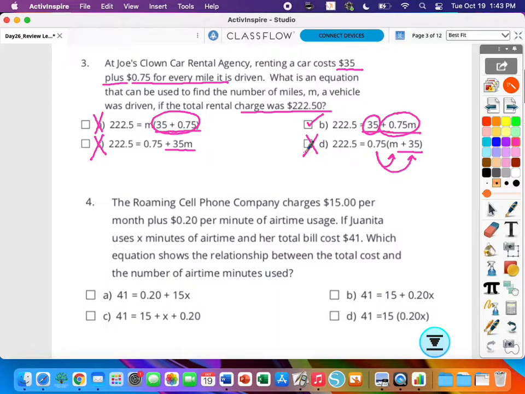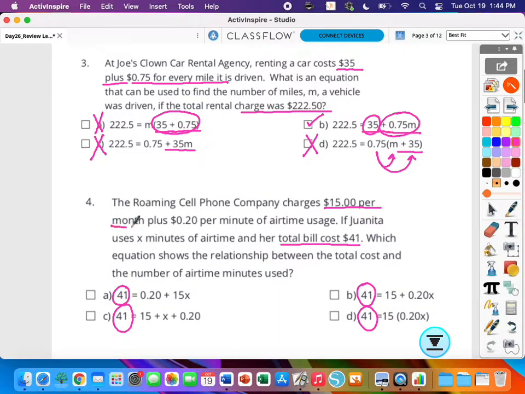Number 4, roaming cell phone company charges $15 per month plus 20 cents per minute. So, Juanita uses X minutes of airtime and her total bill costs $41. That is our total. Where's 41 as the total? You got 41 as the total on A, 41 as the total on C, 41 as the total on B, and 41 as the total on D. So now we need to know which one says the rest of it.